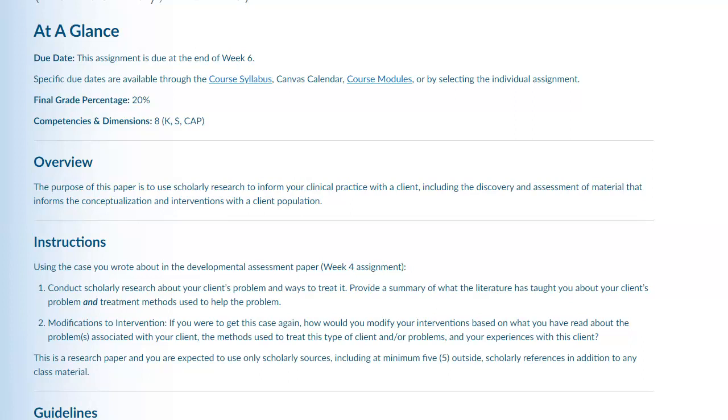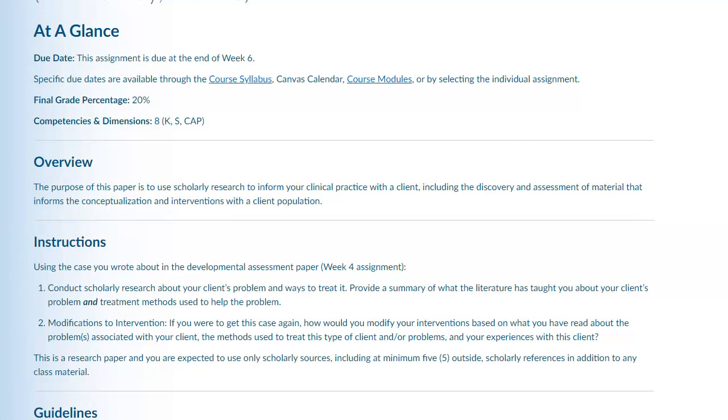Specifically, this does not include websites or blogs or anything of that nature. The best thing to do is to make sure that you are searching via the library or Google Scholar to make sure that you are coming up with specific scholarly research.